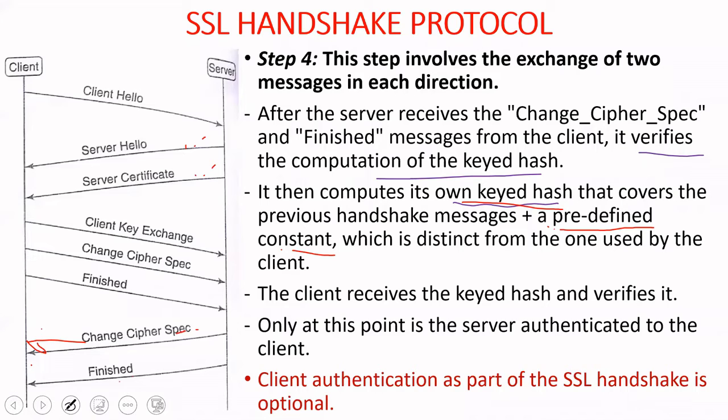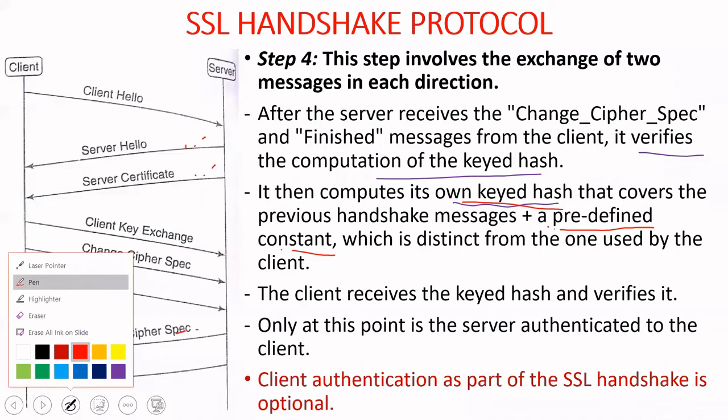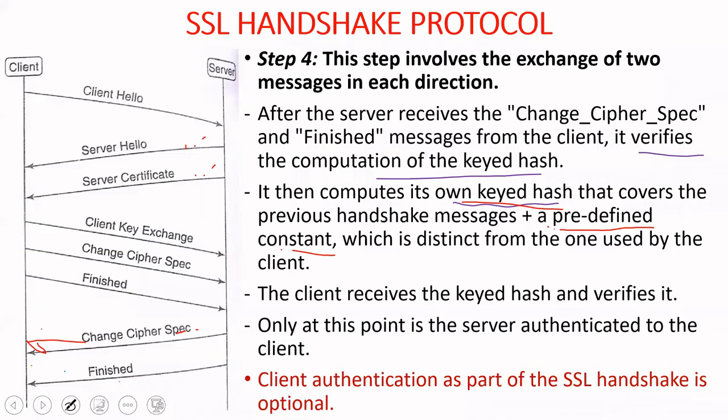How does it verify? It has already received the server hello message, it has received the server certificate message, and it knows the predefined constant. So it concatenates these messages, uses this predefined constant, and calculates the keyed hash. If that keyed hash and the keyed hash that it has received in this message from the server are the same, it authenticates the server and further communication takes place. In case both don't match, then the communication is aborted.